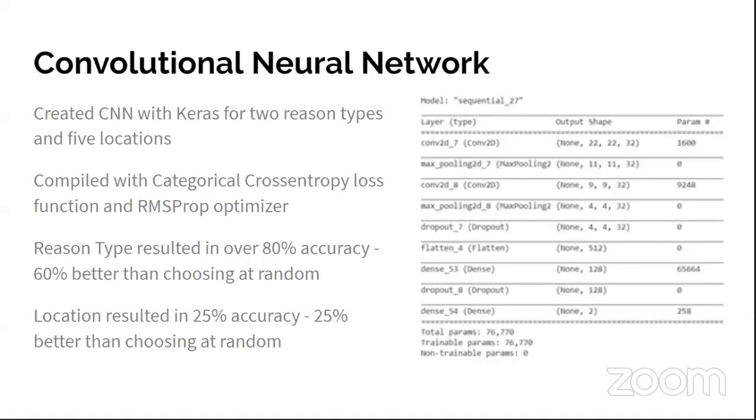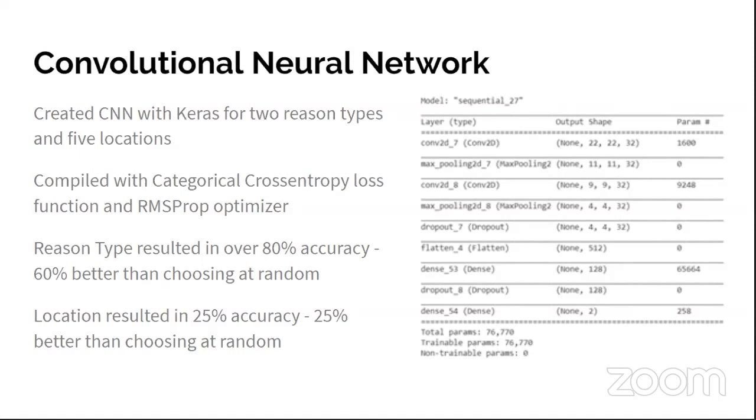Yep, so we created a CNN from scratch, and we used a similar model for both the 2 reason types and the 5 locations. We compiled with a categorical cross-entropy loss function and the RMSprop optimizer. The main difference between the models, other than the classifier that we're using, one being reason and one being location, was the size of the pictures. For the reason type, we used smaller images with less pixelization just to make the runtime better.